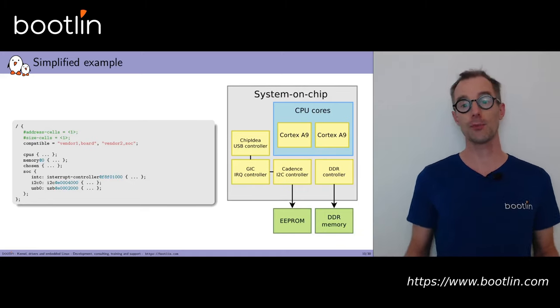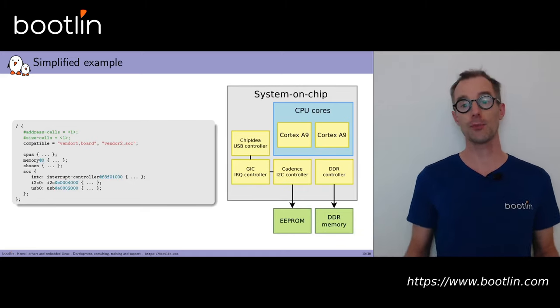So we have two CPU cores. So we have two subnodes, CPU at 0 and CPU at 1. Each of those nodes also has a label that you can see before the colon, CPU0, CPU1. These labels can later be used to refer to such nodes in other parts of the device tree, a little bit like you would have pointers in C. The device tree has a concept of phandle, which allows one property to point to another node using this concept of label. So here we have the two CPUs that we have in our system.